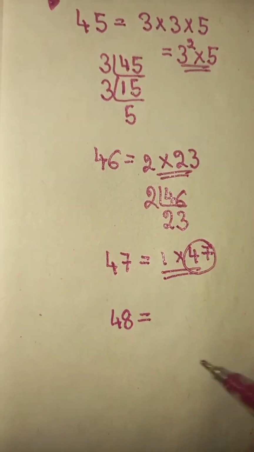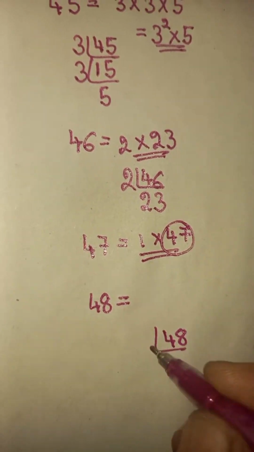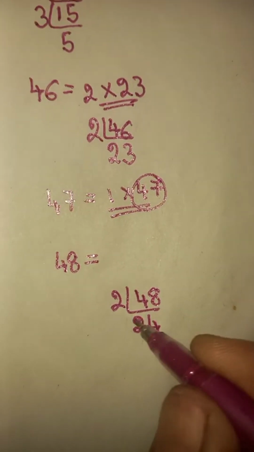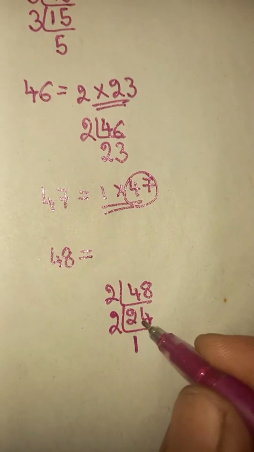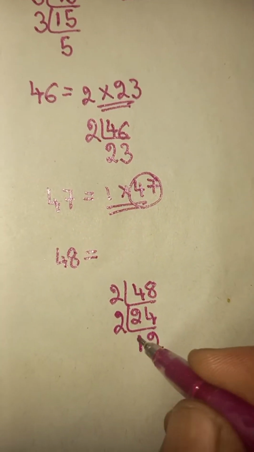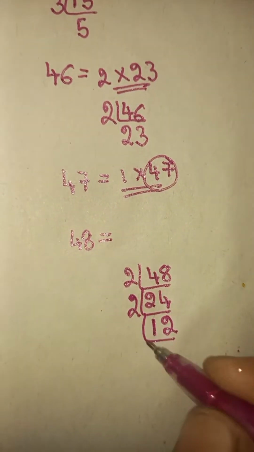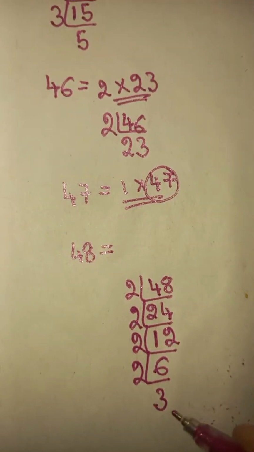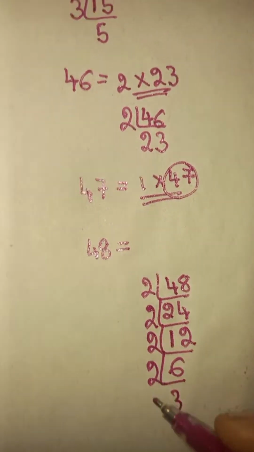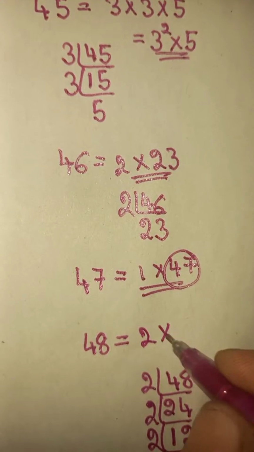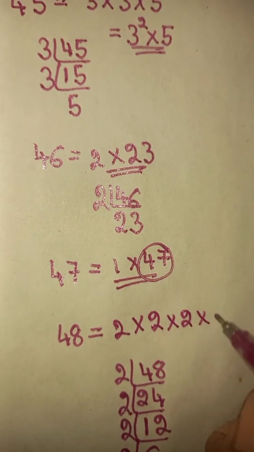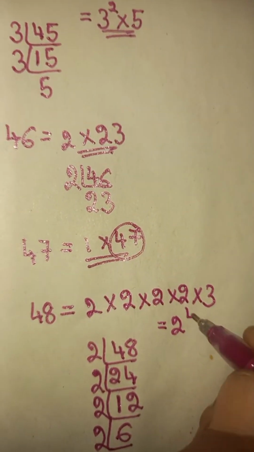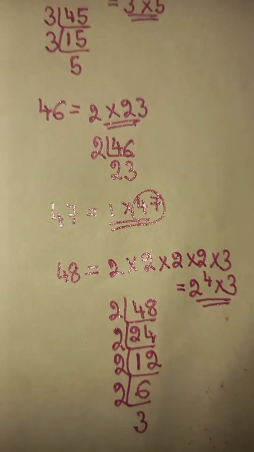48 you can start dividing here. 48 can be divided as 2 times 2 is 4, 2 times 4 is 8, and 24 can be again divided. 2 times 1 is 2, 2 times 2 is 4. 12 you can again divide as 2 times 6. 6 can again be divided as 2 times 3. 1, 2, 3, 4. There are 4 twos. 2 times 2 times 2 times 2 times 3. So you can write it as 2 power of 4 times 3.